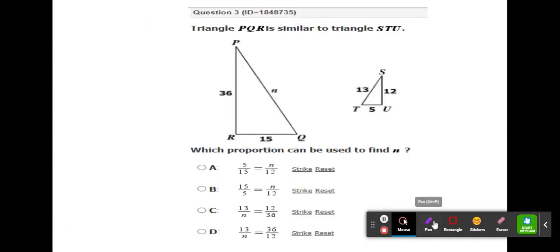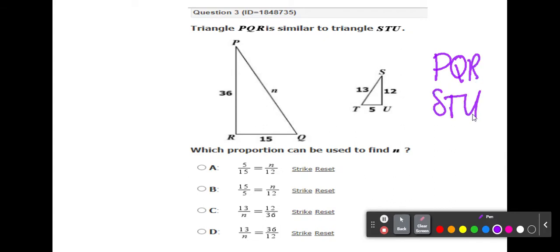Question 3, triangle PQR is similar to STU. PQR is similar to STU. Which proportion can be used to find N? Okay, so this one, I'm going to match up the letters the way I think they would go. Like N is PQ, so that goes with ST, which is 13. We'll do some different colors. And then the 15 is RQ. RQ matches up with UT. And then the 36 is going to match up with the 12.